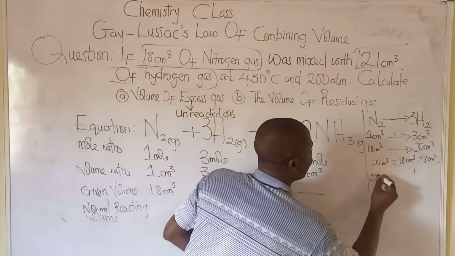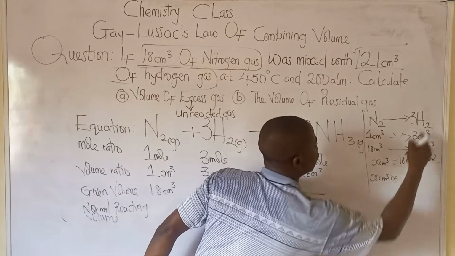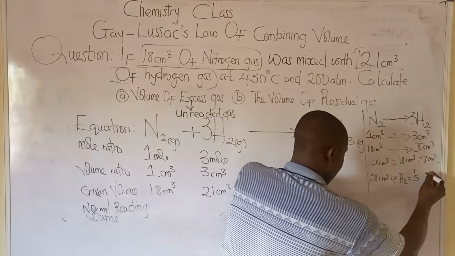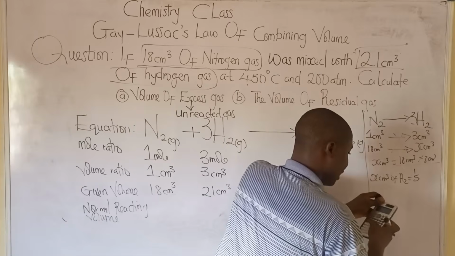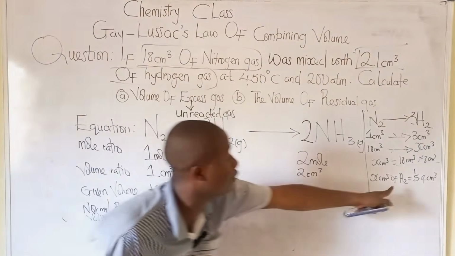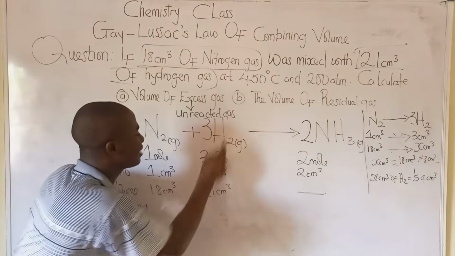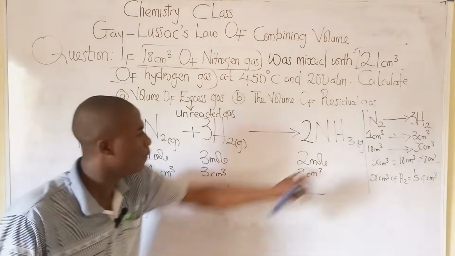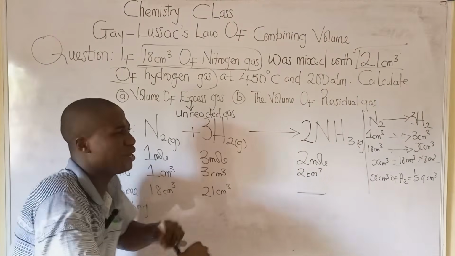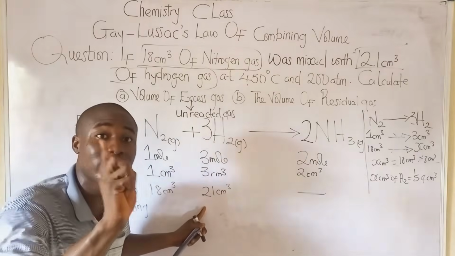So automatically here, X cm cube of which gas? Is it not hydrogen gas? Yes, of hydrogen gas becomes 54 cm cube. Now you can see that the value we got for hydrogen gas is already greater than the value they gave us in the question. That means this will not work, because the volume for hydrogen gas is already greater than the volume they gave us in the question, so it won't work.